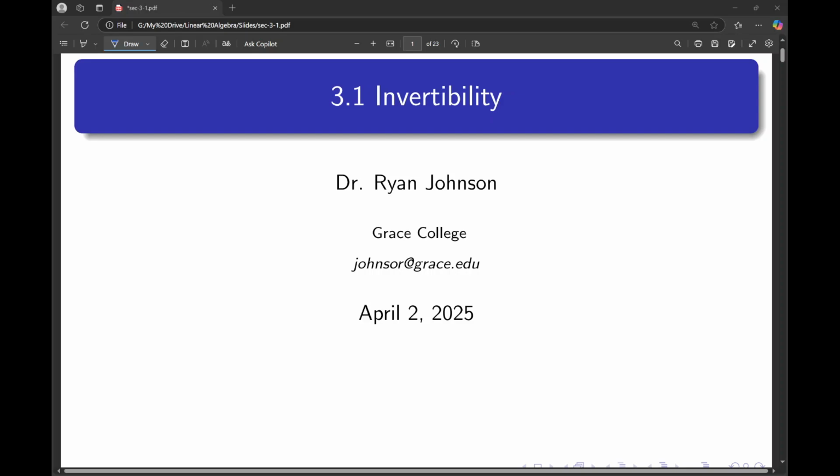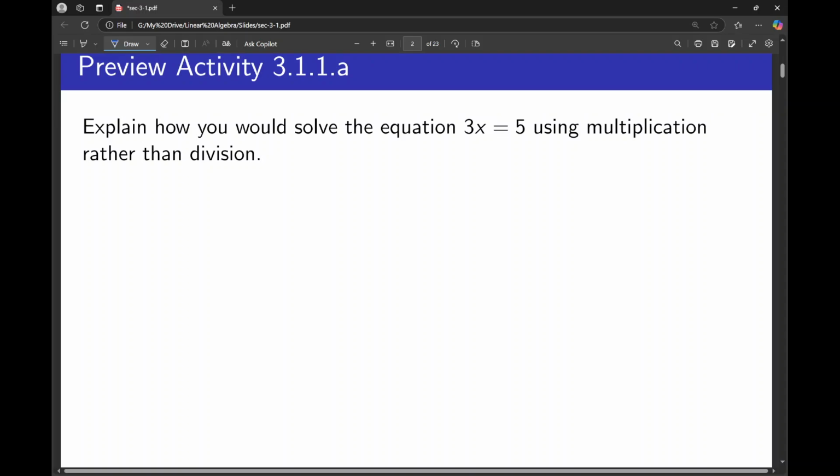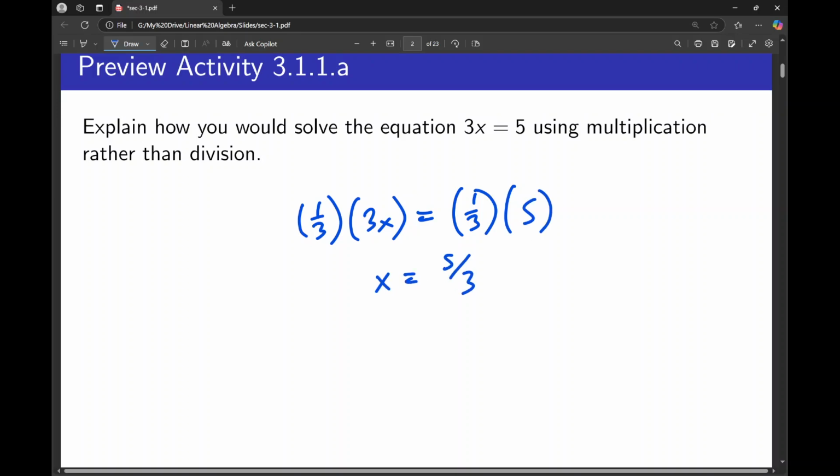Hello, linear algebra. This is section 3.1 on invertibility. Let's start with the preview activities. The first preview activity is solving 3x equals 5 using only multiplication instead of division. So this would be multiplying both sides by 1/3. If we multiply both sides by 1/3, then we get that x equals 5/3.